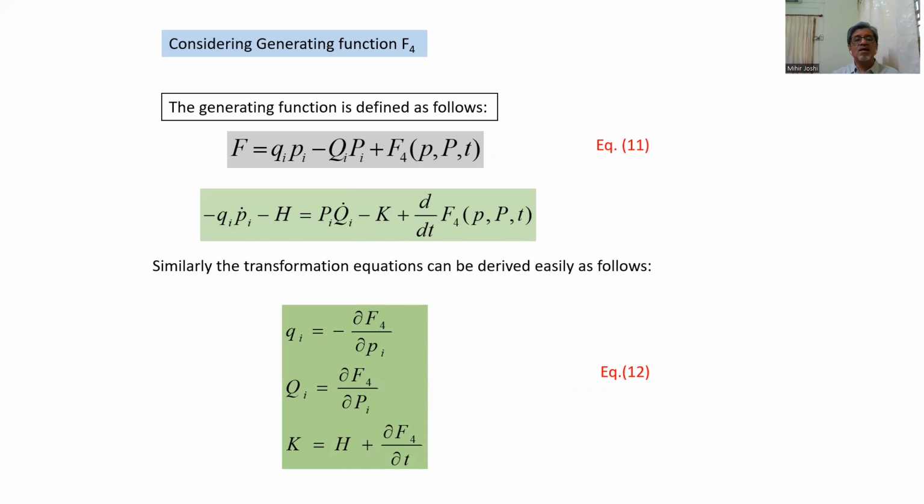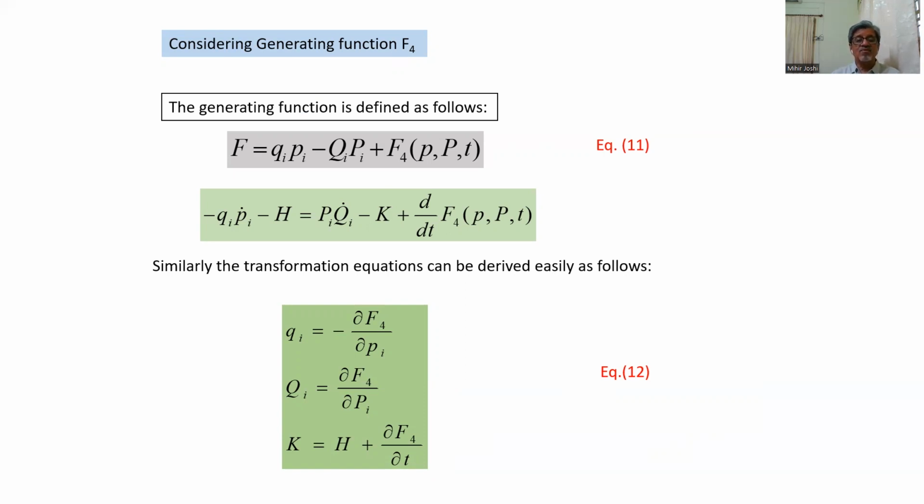Again, we can do the same mathematical process that we have done for the first two type generating functions. And again, we can get three different brackets with coefficients, and we assume that the three brackets are equal to 0 so that we can achieve three more transformation equations. And again, in this transformation equations, we have qi is equal to minus del f4 by del pi. Capital qi is equal to plus del f4 by del pi. And last equation is as it is.